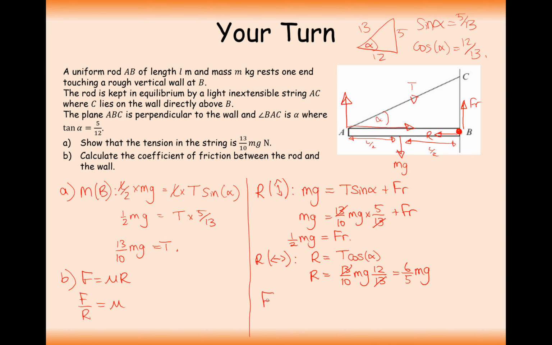So now what we'll do is friction divided by R, that's the value for mu. In this case, friction is going to be a half mg, R is going to be 6 over 5 mg. Cancel, and it's going to be a half times 5 over 6, so that's going to be 5 out of 12. Lovely, so there we are, that's the value of the coefficient of friction there.